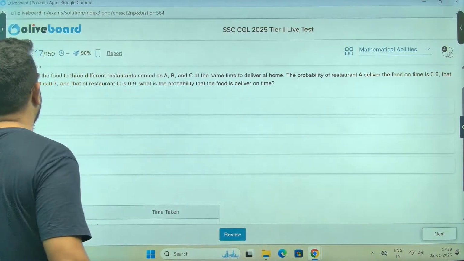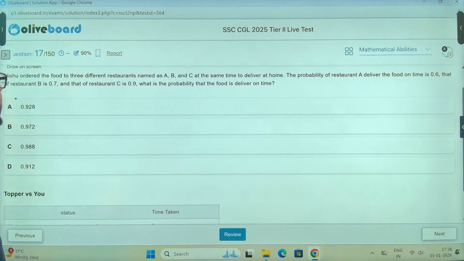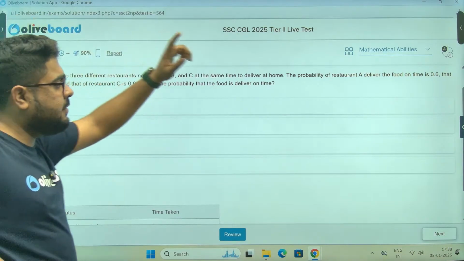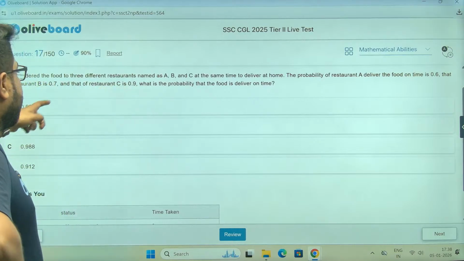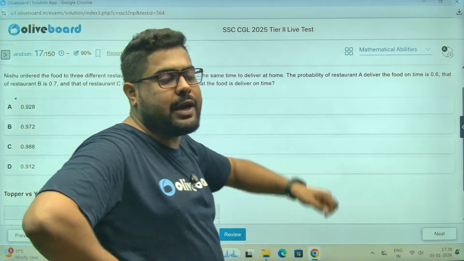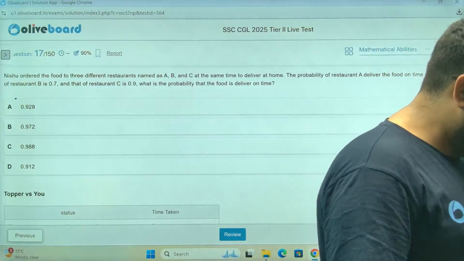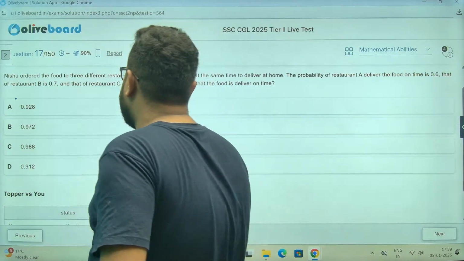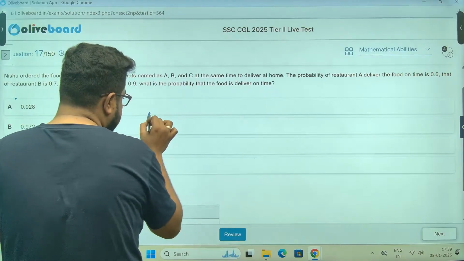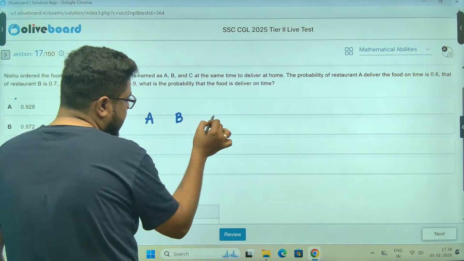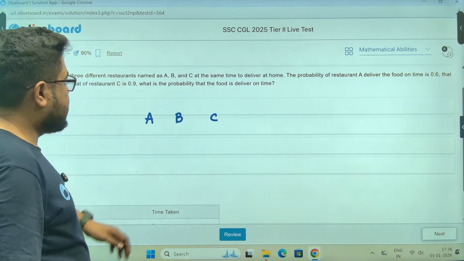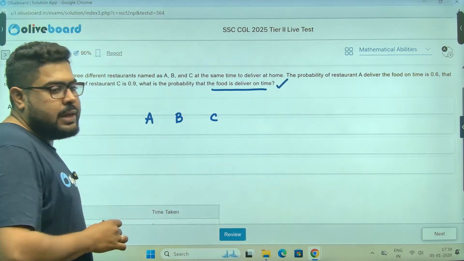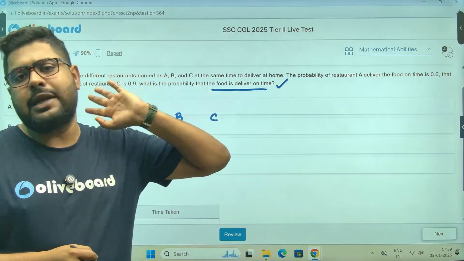Nishu ordered food from 3 different restaurants A, B, C. Probability that A will deliver on time is this. B, this is like a problem-solving question. Again, I've solved this multiple times and shown you this. This is a probability question. So there are 3 restaurants, A, B, and C. They are asking what is the probability that the food will be delivered on time. You see, this can happen in multiple ways.